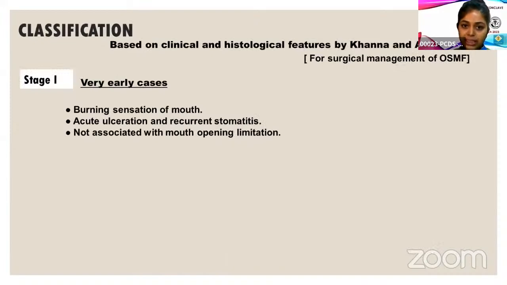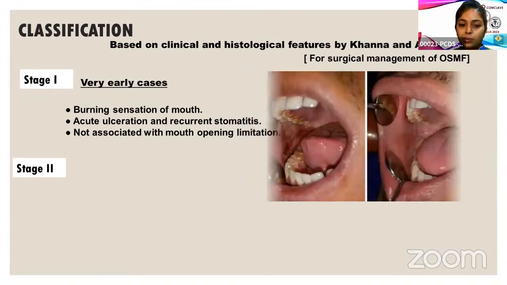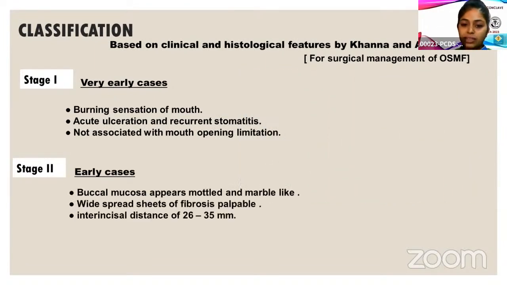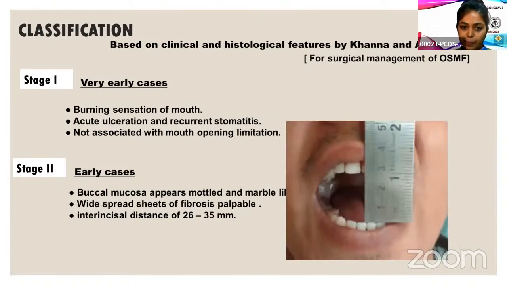Classification is based on clinical and histological features by Khanna and Andrade for surgical management of OSMF. Stage 1, it's very early cases. It causes burning sensation of mouth, acute ulceration and recurrent stomatitis, and is not associated with mouth opening limitation. Stage 2 is early cases. Buccal mucosa appears mottled and marble-like. Widespread sheets of fibrosis palpable and inter-incisal distance of 26 to 35 mm.